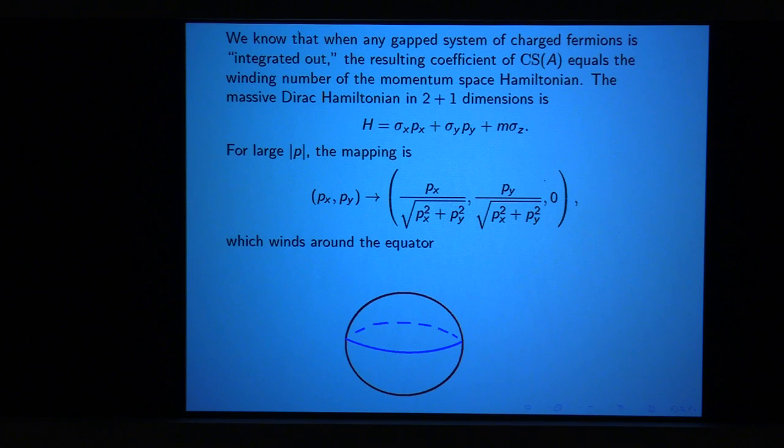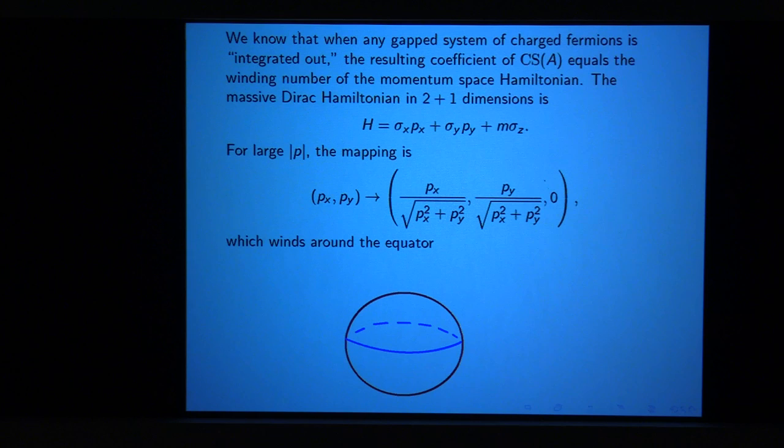For large p, the mass is very small compared to the first two terms. Remember, we map to a unit vector by taking the unit vector whose coefficients are a multiple of px, py, and sigma, and m. But for that unit vector, for large p, the third component is zero. So it maps infinity in momentum space to the equator in matrix space, in the space of these sigma matrices.